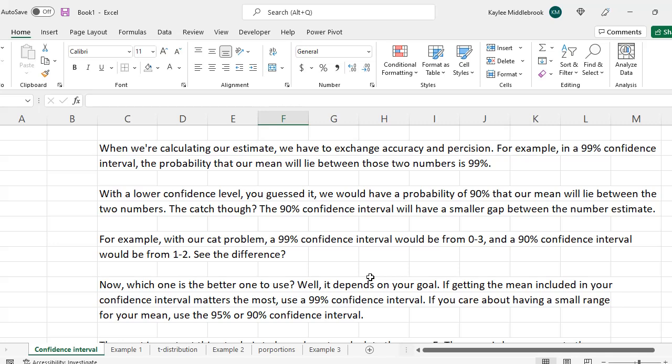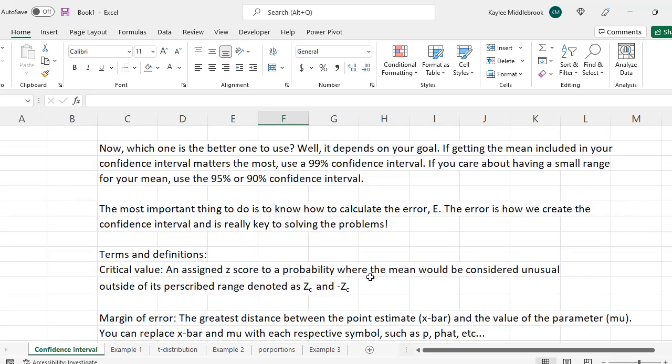For example, if we're going back to our cat problem, a 99% confidence interval would be, for example, from 0 to 3, and a 90% confidence interval would be from 1 to 2, where the 99% confidence interval gives us a larger range where we're more likely to find our mean between those two numbers, where the 90% confidence interval is more specific, but there is a chance that the mean could lie outside of that. So which one is the better one to use?